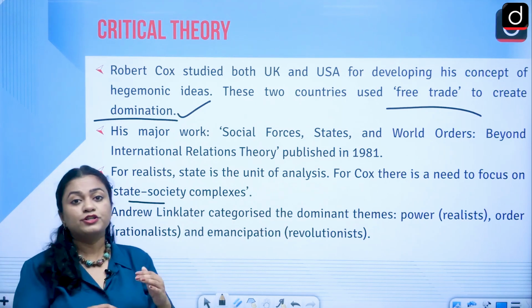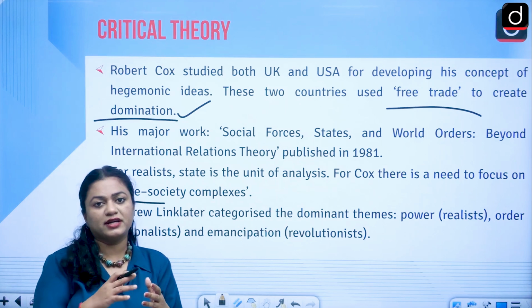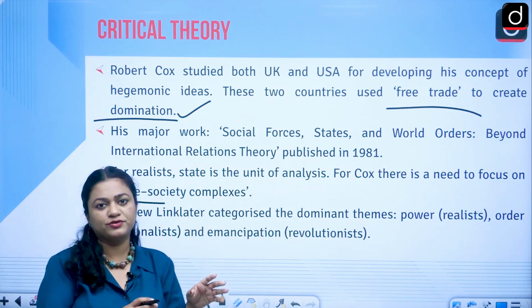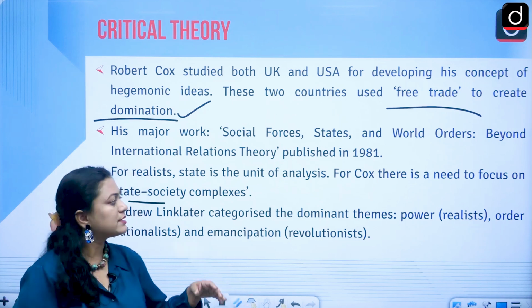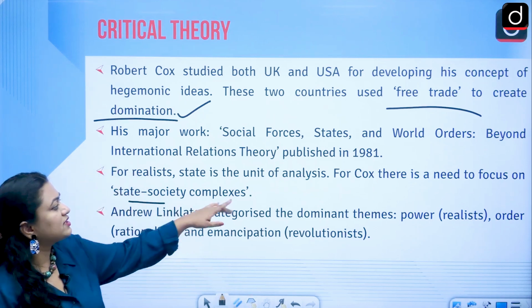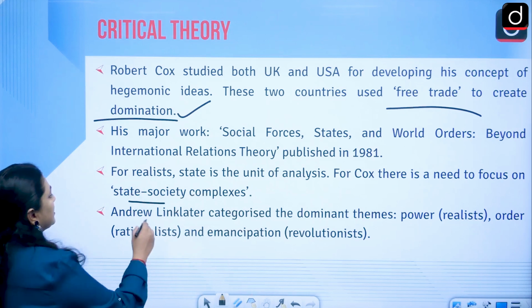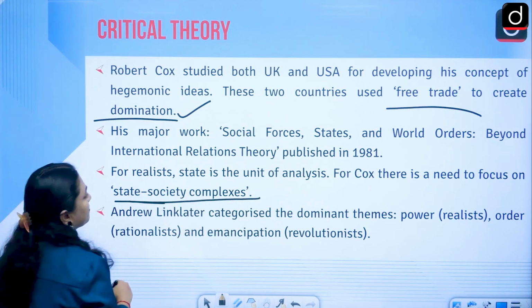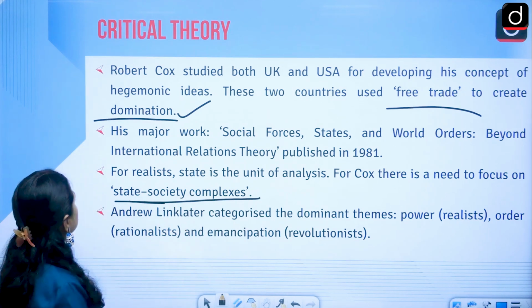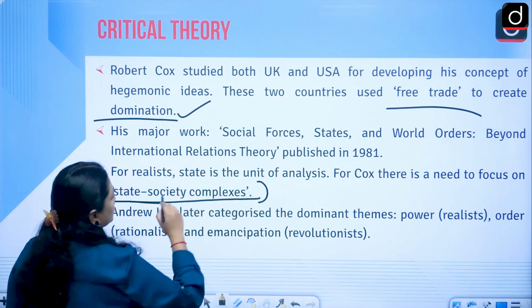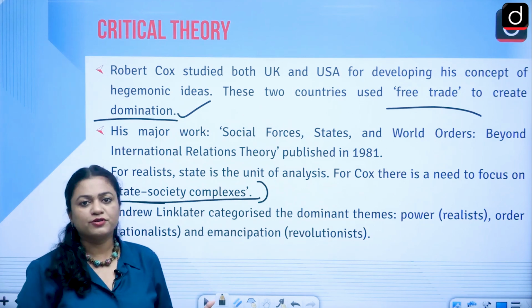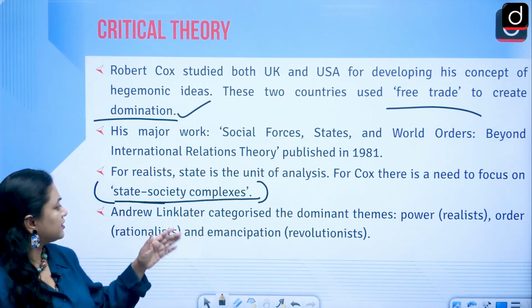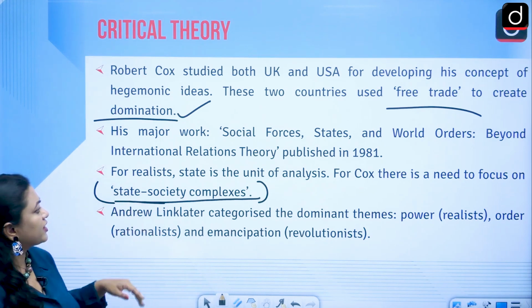But the neoliberals had an idea that the state is not just a unit of analysis, and they also analyze some non-state actors. But for Cox, there is a need to focus on state-society complexes, and on how the social forces and the material forces shape world politics.